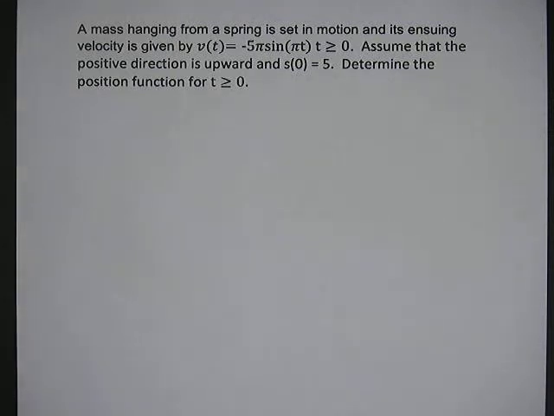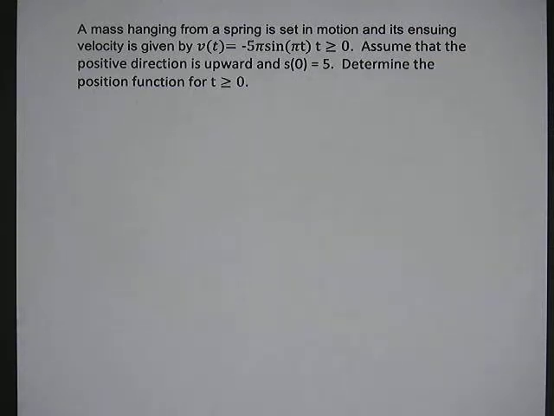A mass hanging from a spring is set in motion and its ensuing velocity is given by v of t equals negative 5 pi sine pi t, t greater than or equal to 0. Assume the positive direction is upward and s of 0 equals 5. Determine the position function for t greater than or equal to 0.